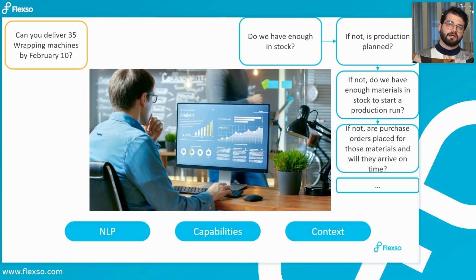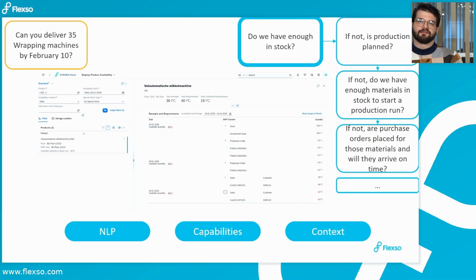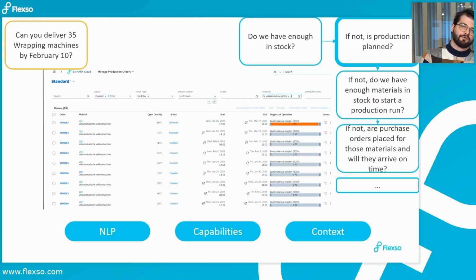But if I want to respond to the question of a customer, can I deliver this amount of wrapping machines by a certain date? I would have to go through a decision tree, basically asking, do I have enough stock, which is an application within my SAP cloud system that I can check. If I do not have enough stock, then I would have to go check a different app again. Can I produce it? Did I already have production planned?